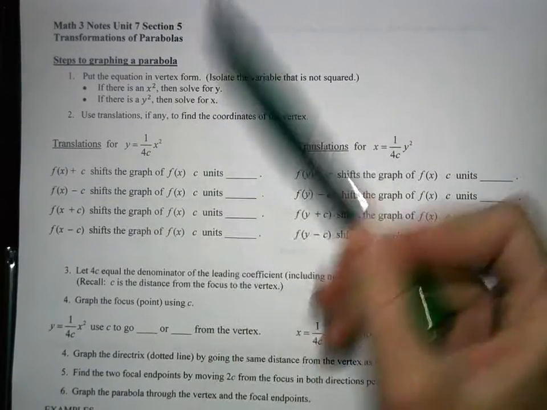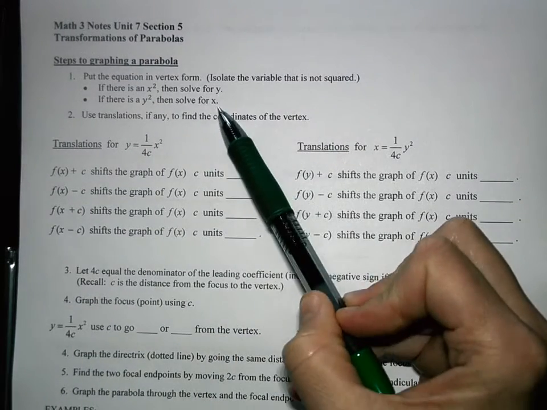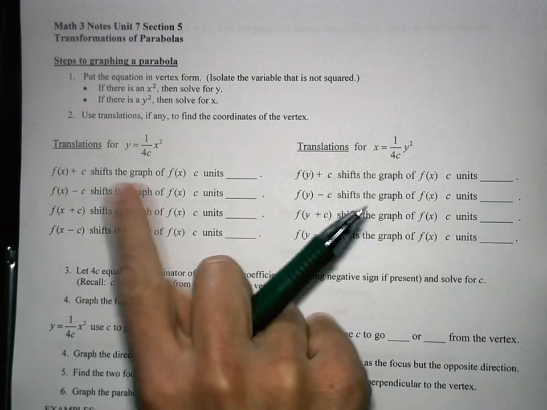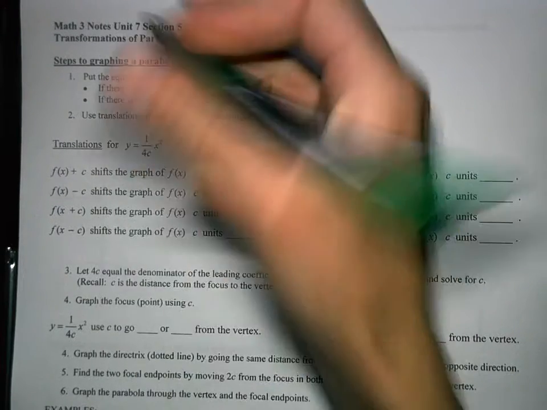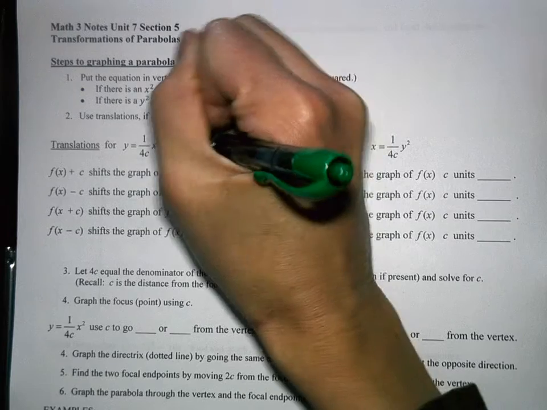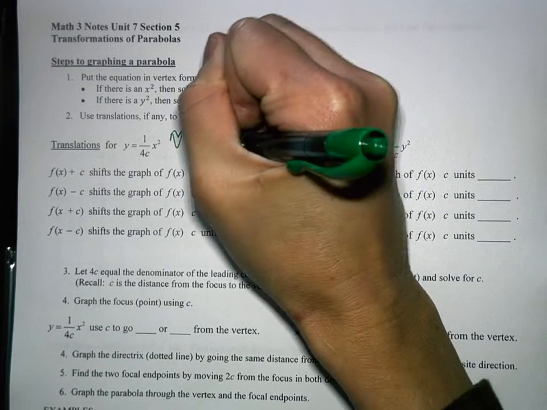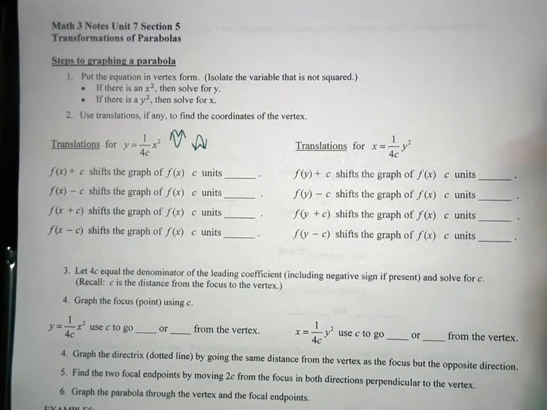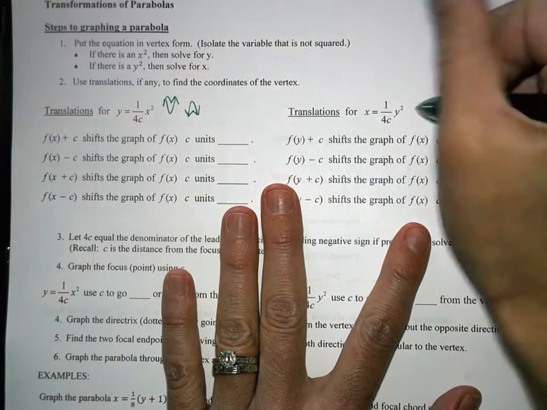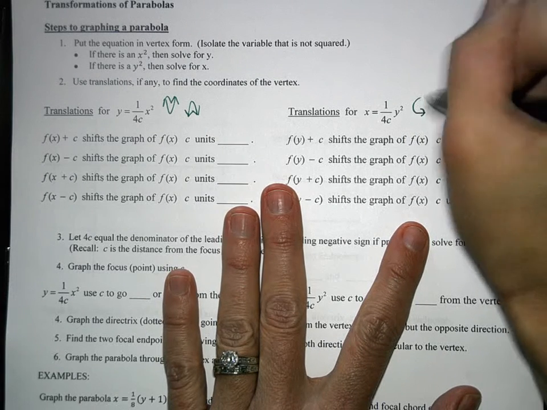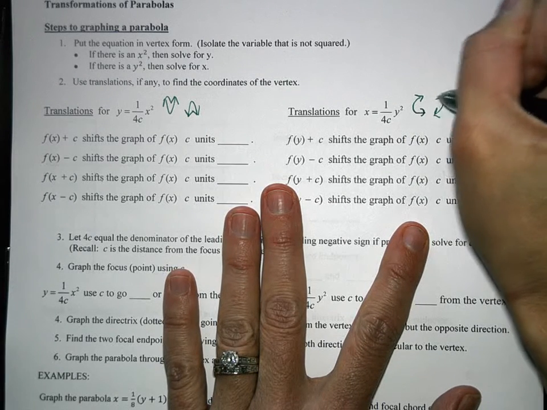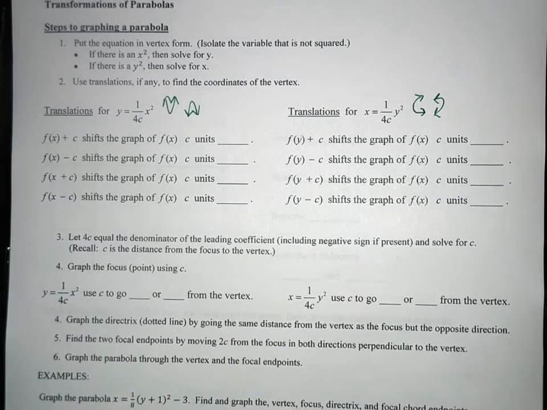We know that sometimes they're going to be solved for y and sometimes they're going to be solved for x. When you have a y equals equation, the graphs are curving up and down with the y-axis. Okay, where if they are x equals, they are curving right and left with the x-axis.